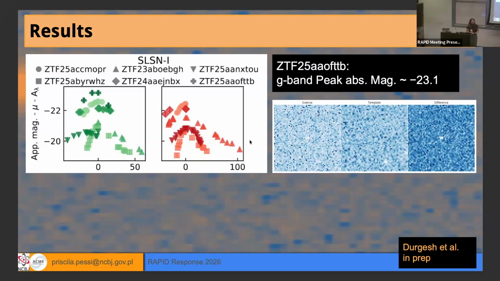The most interesting event, I think, is this ZTF25AAOFTTV. I'm reading it because who can remember this, but okay. It has a peak absolute magnitude of around -23. That is very luminous for a superluminous. So it's cool that we catch it. We didn't follow it up, but I think it's a very interesting object. It has a spectroscopic classification, so hopefully someone follows it up, because it's among the most luminous events.